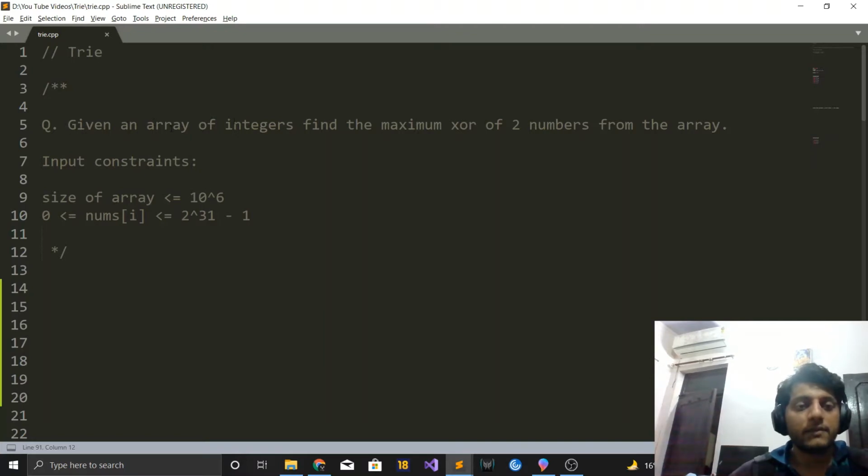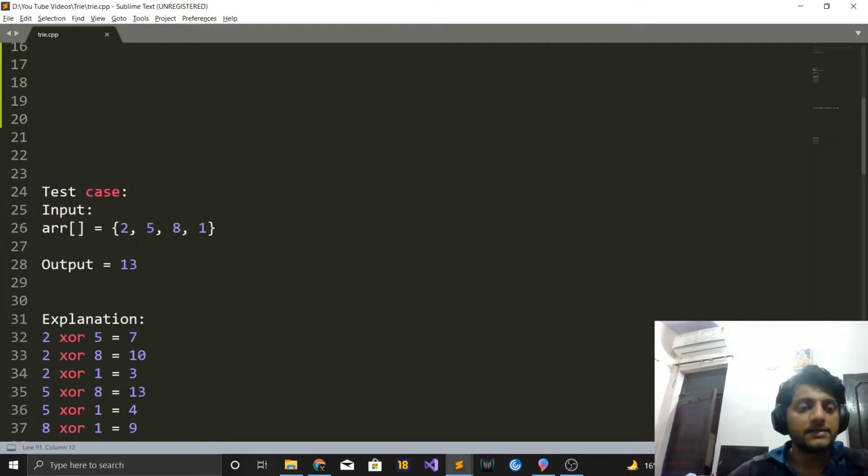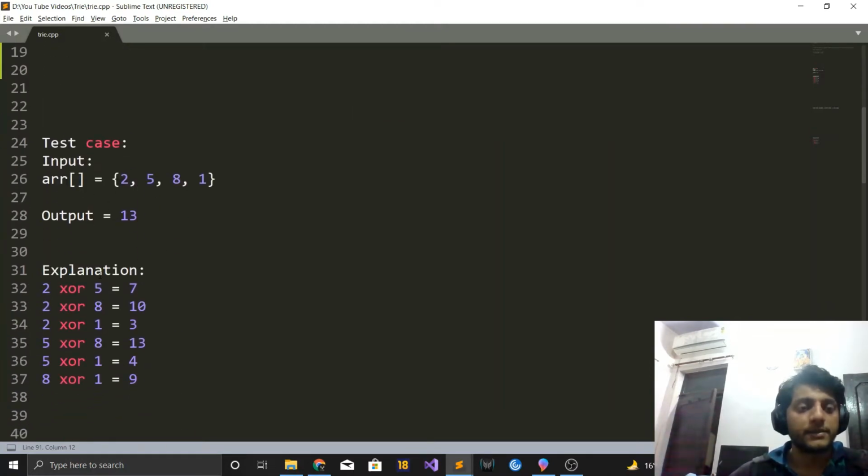The question is that you are given an array of integers, you have to find the maximum XOR of two numbers from the array. Input constraint is that the size of the array will be less than or equal to 1 million, and the range of numbers in the array can be up to 2 raised to power 31 minus 1. All the numbers are non-negative integers. So let's look at a test case. You are given the input array 2 5 8 1, output is 13, and the explanation is that I have generated the XOR for all the pairs of integers from this array, and you can clearly see that the maximum XOR we get is by XORing 5 and 8, and that value is 13. So you have to find this maximum value.